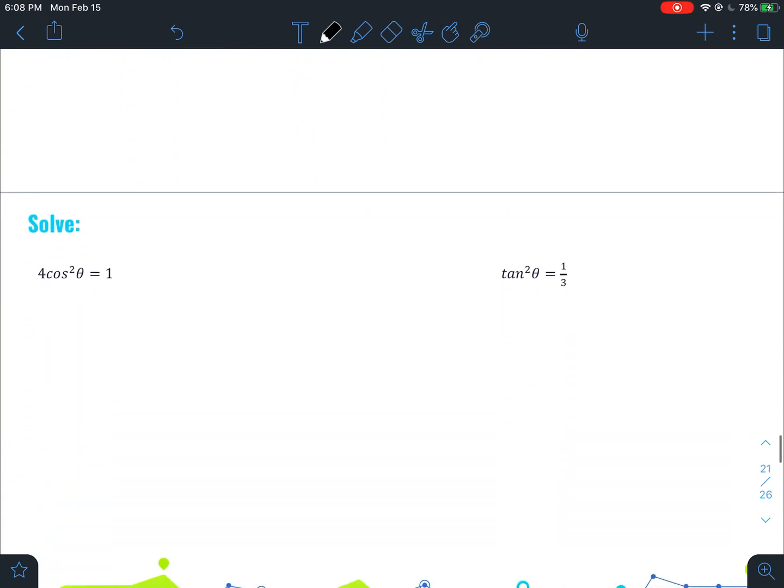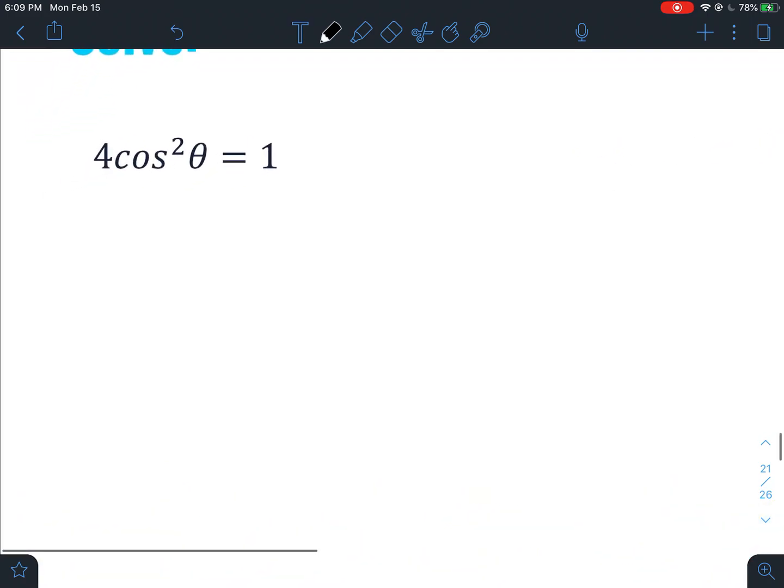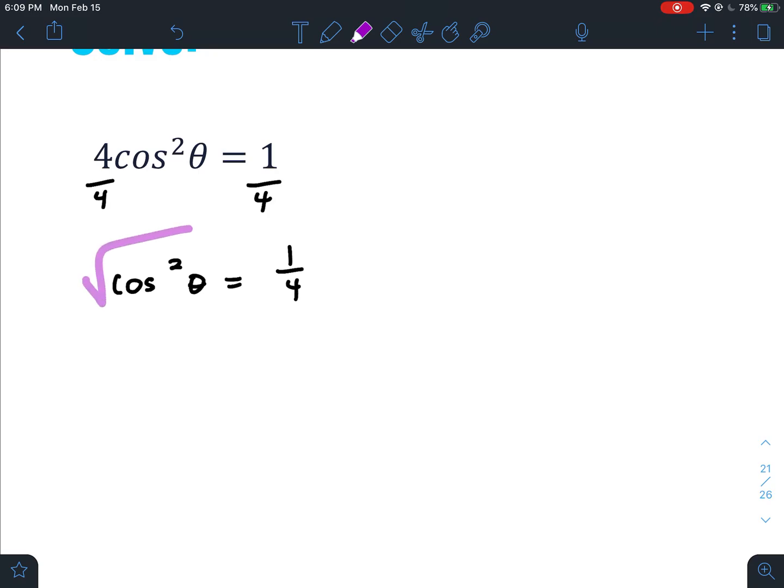All right. Let's solve these. So now we have 4 cosine squared theta equals 1. Let's get the trig function by itself. So let's divide both sides by 4. So I have cosine squared theta equals 1/4. And then to get cosine by itself, let's take the square root of both sides. So plus or minus. So cosine theta is going to equal plus or minus the square root of 1/4. The square root of 1 is 1.